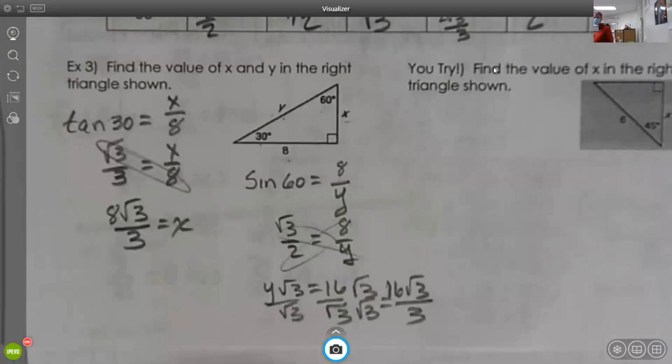All right. Go ahead and give it a try with the next one. I know you have your shortcut method that we've used in the past. This isn't much different. Give it a try. See what you can figure out to be x.